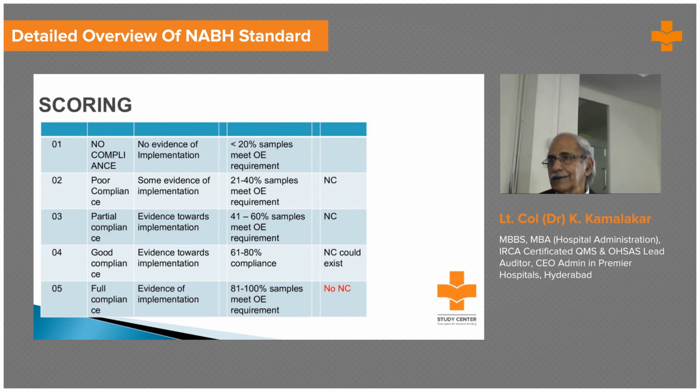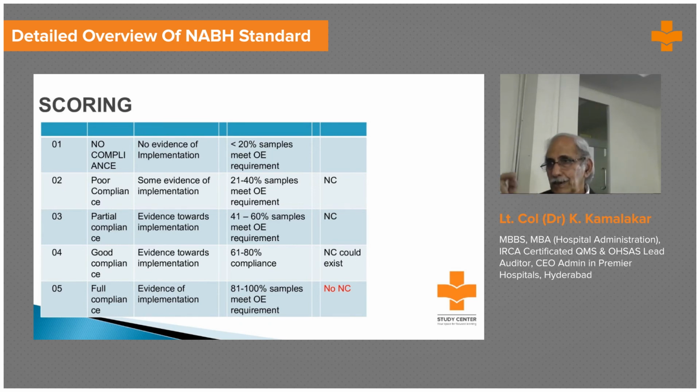Similarly, if you take the samples in another area and the compliance is 21 to 40, say 3 of the 10 samples are compliant, 4 of the 10 samples are compliant, then you will give a score of 2. 41 to 60, you give a score of 3. 61 to 80, you give a score of 4. Of course, 81 to 100, you give a score of 5. There will be no NC.